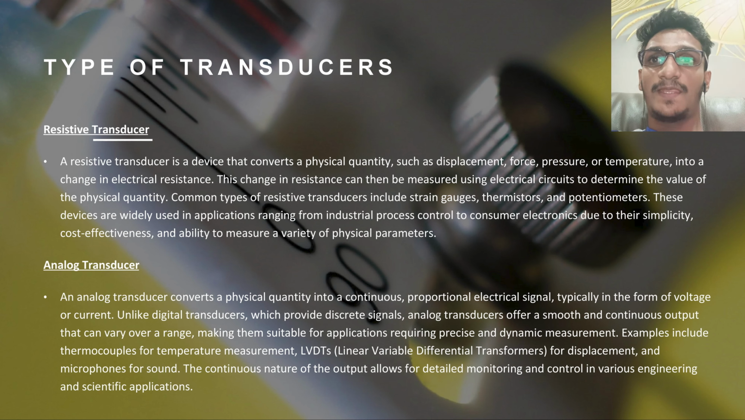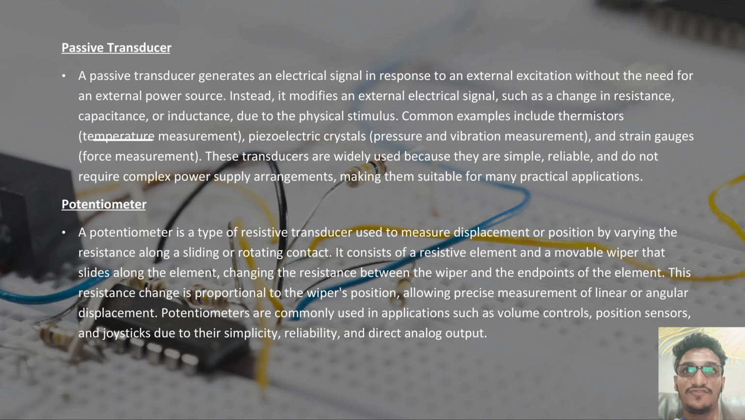Now let's discuss passive transducers. These generate electrical signals in response to external excitation without needing an external power source. They modify an external electrical signal due to a physical stimulus like a change in resistance, capacitance, or inductance. Common examples include thermistors and strain gauges. They are valued for their simplicity, reliability, and lack of complex power requirements.